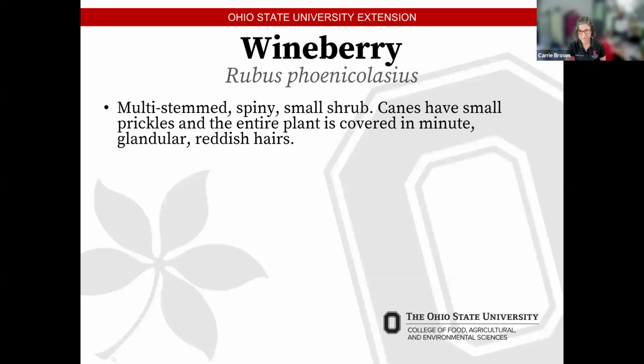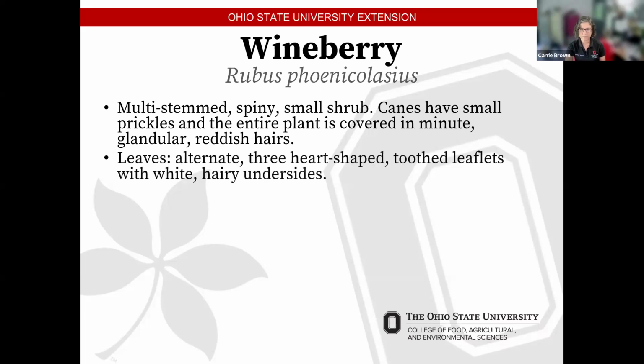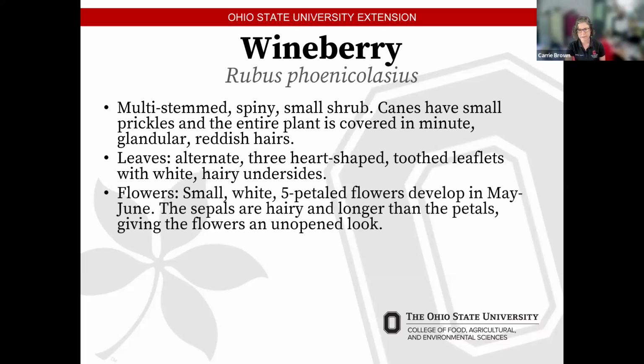It's multi-stemmed. It is spiny. It kind of grows as a small shrub. Like other raspberry species, it has canes. These canes have small prickles, and the entire plant is covered with these minute reddish hairs, which we'll see in some photos. It's very distinctive. The leaves are alternate. They are compound with 3 leaflets that are toothed, and the underside of these leaflets is hairy.